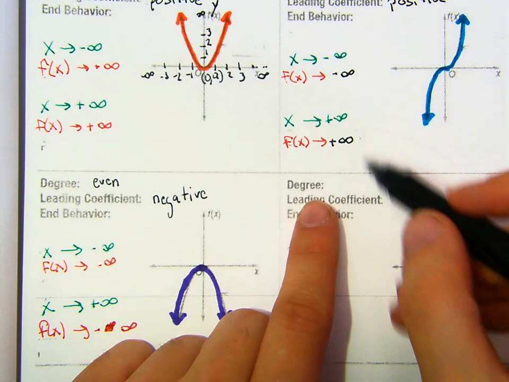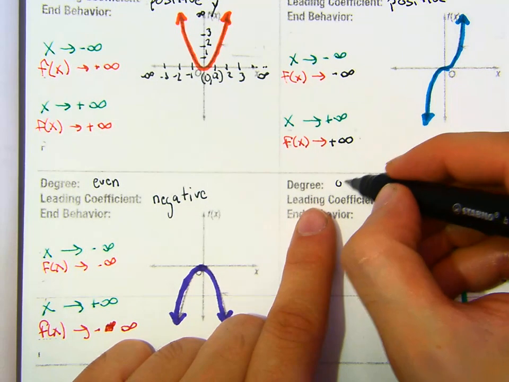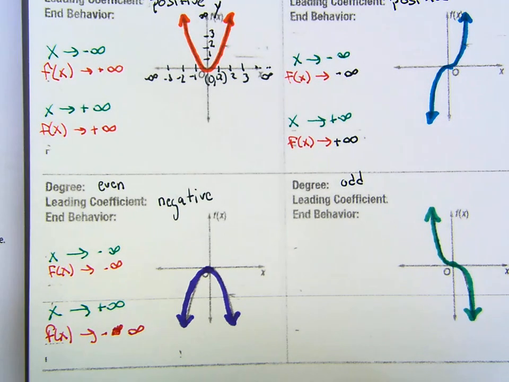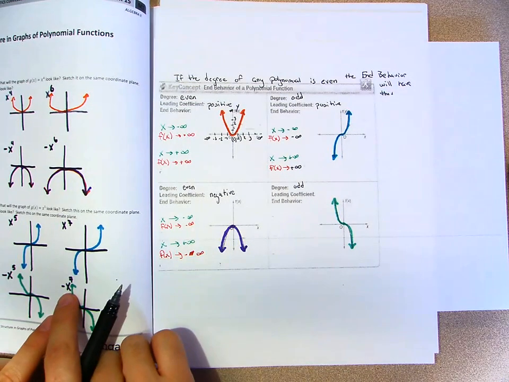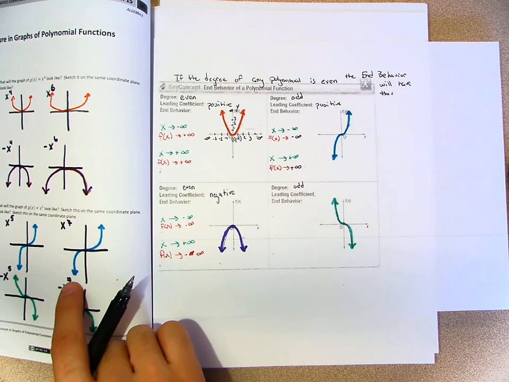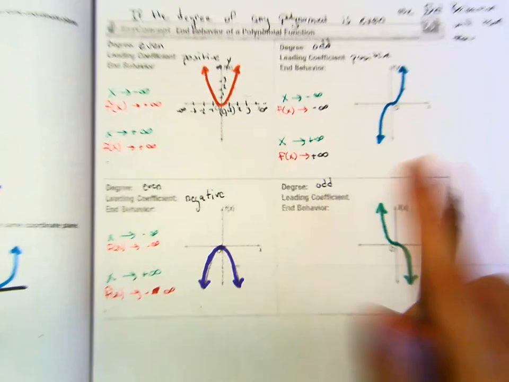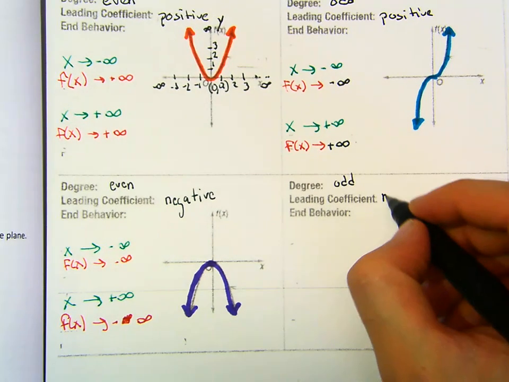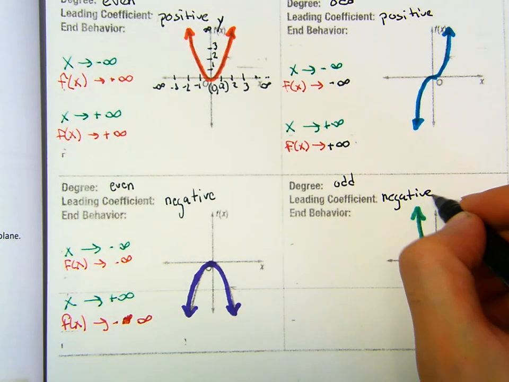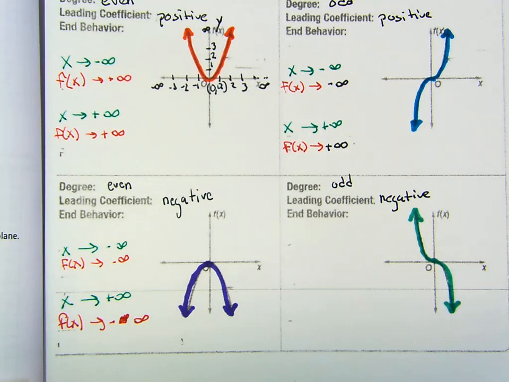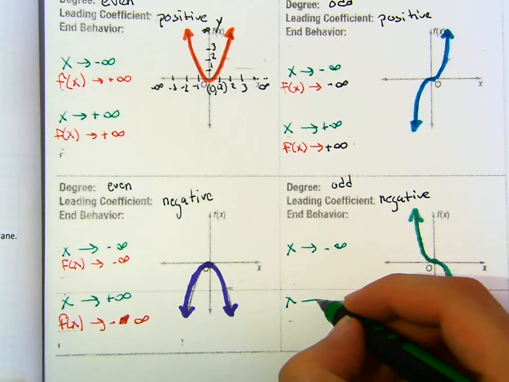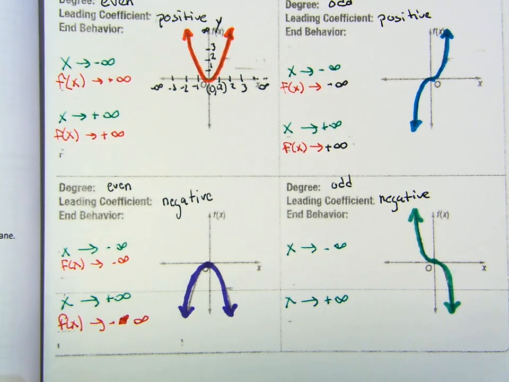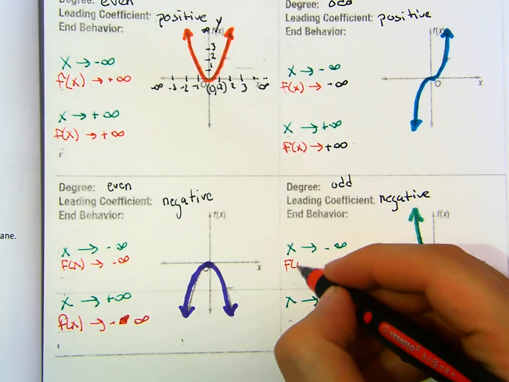The degree is odd, and notice that this has which dance move? It has this dance move here. It's with the negative x to the 7th, so this leading coefficient here is negative. And now here, what's the end behavior? You have the same idea. X goes negative infinity, x goes positive infinity. Where does my f of x go?